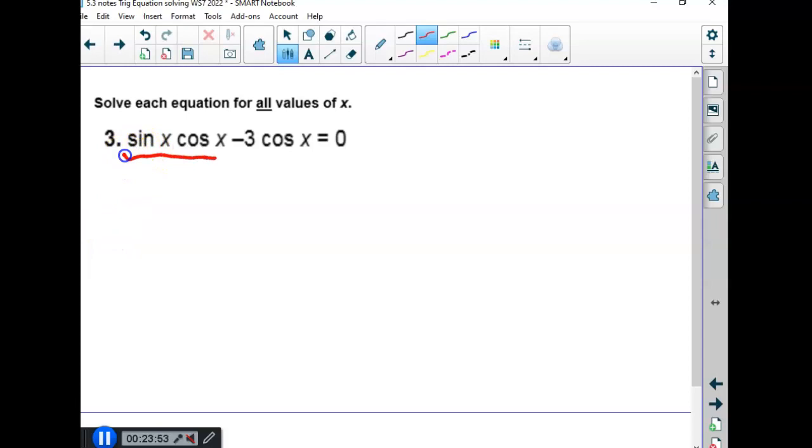This is a product. It's a sine times a cosine. This is a product, 3 times cosine. They both have in each of those products the function cosine. If I take it out, what's left?